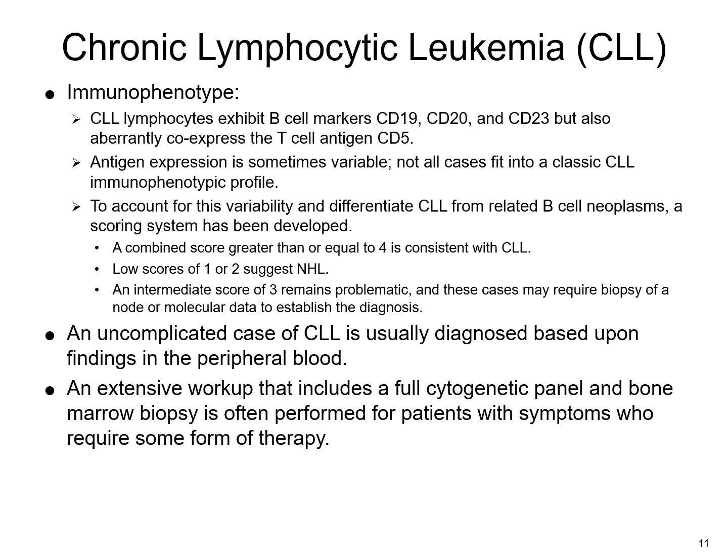Your uncomplicated cases, of course, are typically going to be able to be diagnosed based off of the findings of the peripheral blood smear. So seeing those smudge cells as well as that lymphocyte count and just those lymphocytes that have a very classic appearance could aid in that diagnosis. But an extensive workup that includes a cytogenetic panel and bone marrow biopsy is often performed for patients that have symptoms in order to be able to determine what sort of therapy may be needed.